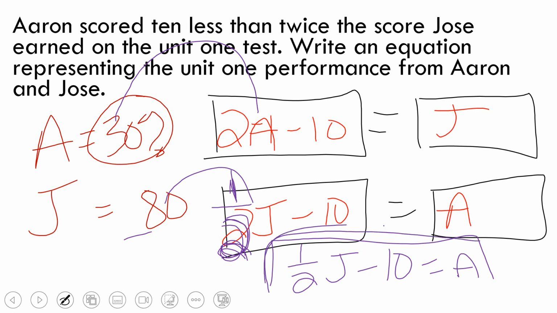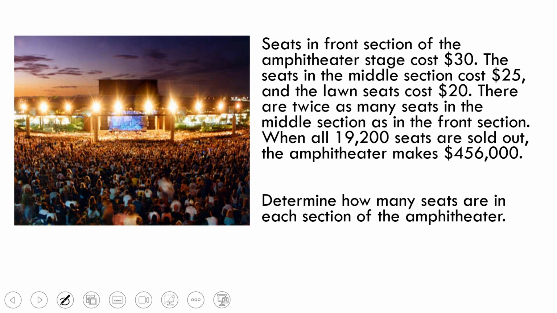This is our equation. So you do need to play with it. You need to go back and ask yourself, what is the connection? Well, Jose is half, but it's even more than that. It's 10 less than half. This is our equation. Now, what are we doing with that?